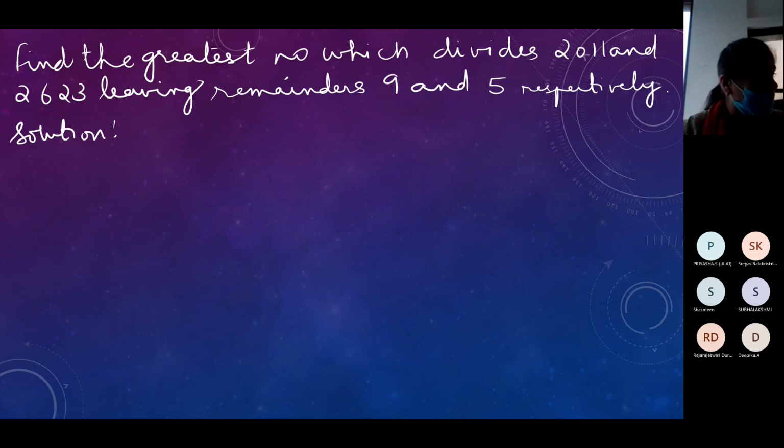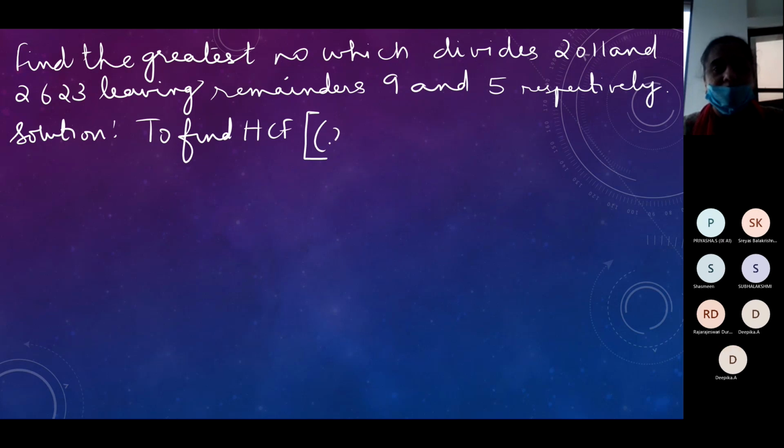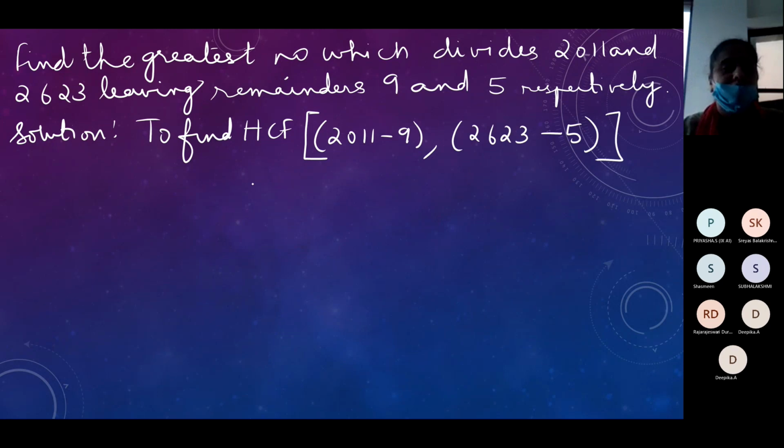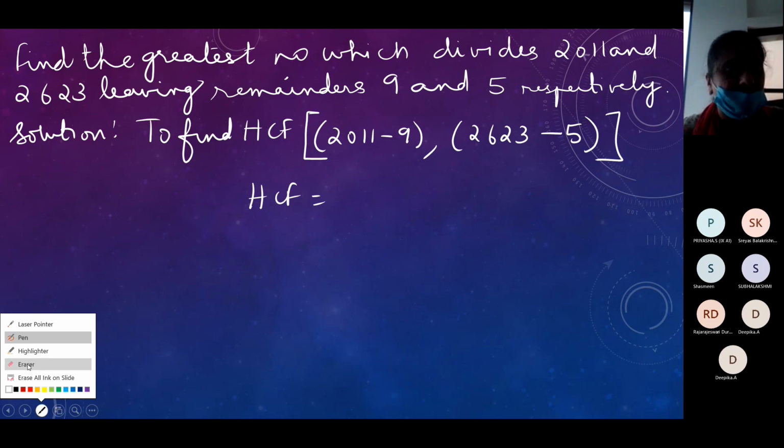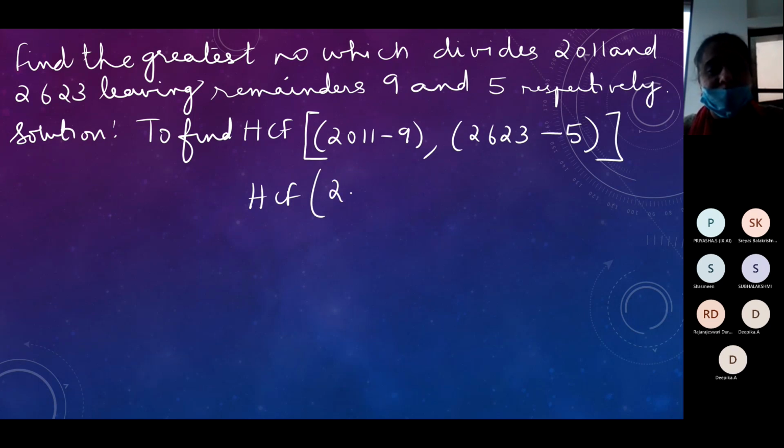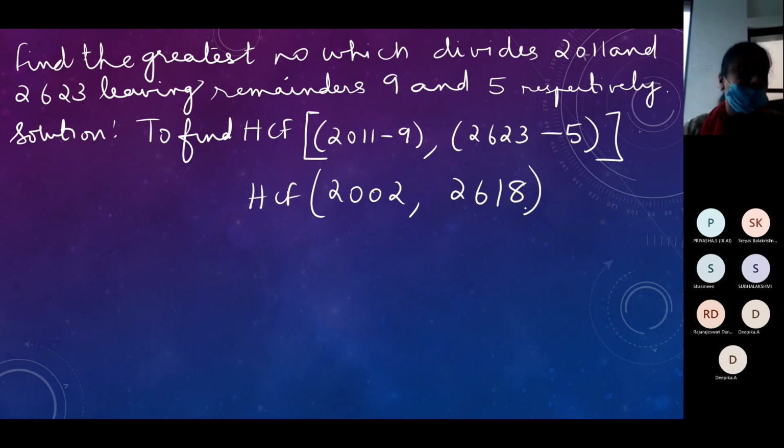So again, a number that divides these two numbers. So we should find the HCF of 2011 minus 9 and 2623 minus 5. Find the HCF and that's the required number. Find the HCF, all of you.